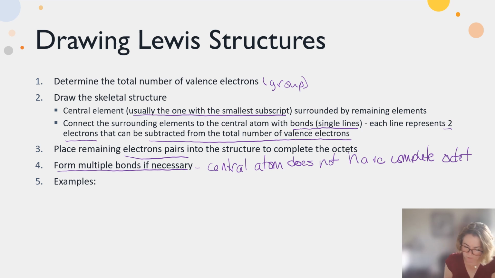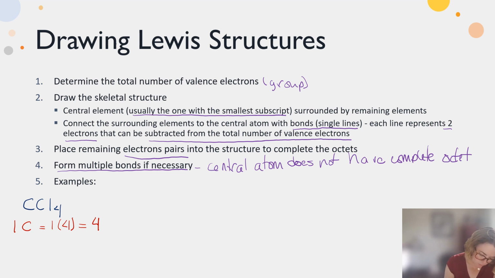All right, so the first one that we are going to do is CCl4. So I have 1 carbon and 4 chlorines. The first thing I'm going to do is add up all of my valence electrons. I have one carbon, and each carbon has 4 valence electrons because carbon sits in group 4, right? So that's going to be a total of 4 electrons from the carbon.